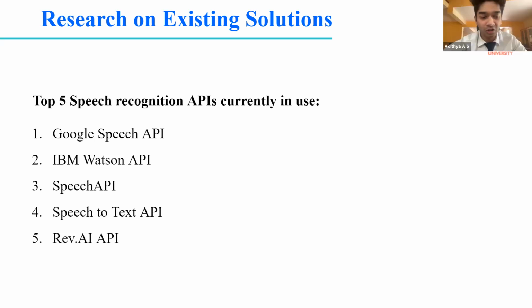Hello everyone. Good morning. So currently, these are the top 5 speech recognition software: Google Speech API, which is using Google Translate; IBM Watson API. We have Speech API and Speech to Text API as well. These are Python libraries, and the Rev.ai API.